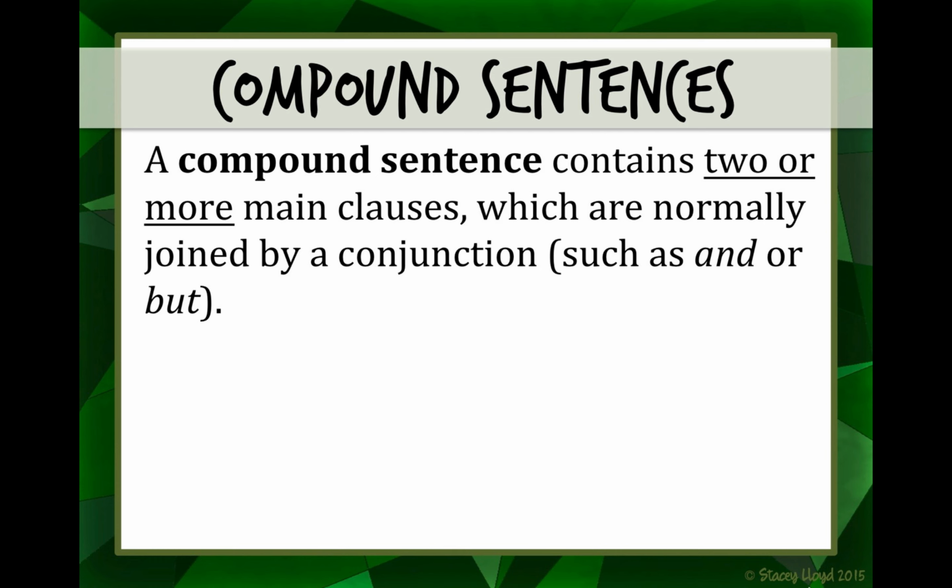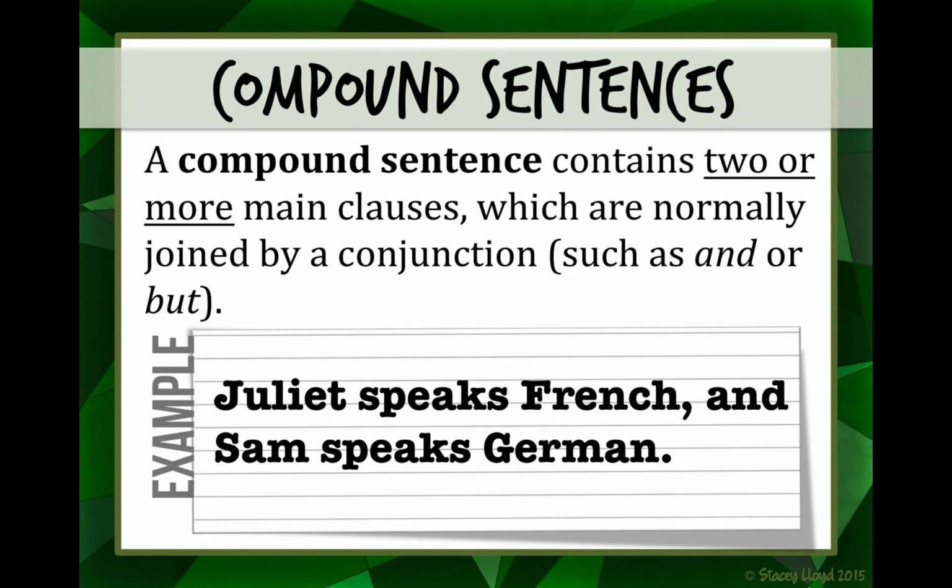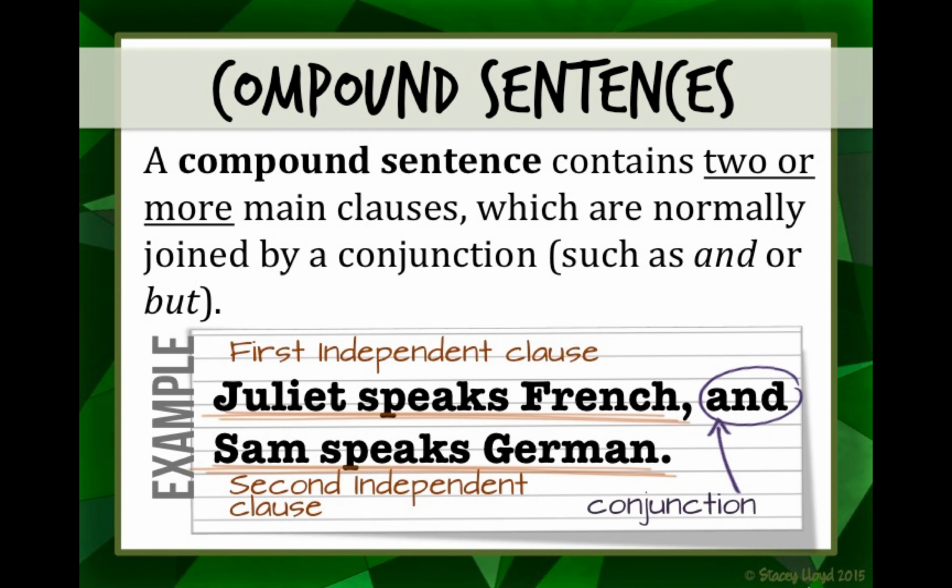conjunction. And remember, our conjunctions are like and, or, but, yet. Look at this example. Juliet speaks French and Sam speaks German. So my first independent clause is Juliet speaks French. If I took the rest of that sentence out, would that be able to stand by itself? Juliet speaks French. Yes. And then I have a second independent clause there. Sam speaks German. That's a complete sentence. That's an independent clause.